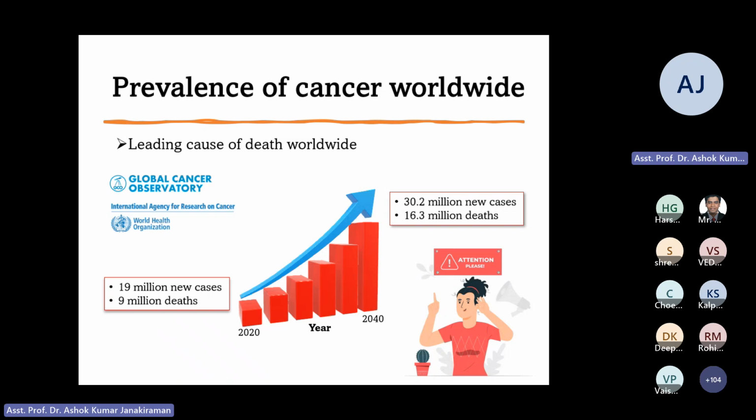But out of 183, it is the third and fourth leading cause of death. If you imagine the bar diagram mentioned here, currently we are in the 2020 range. In this, 9 million new cases, and every year we are facing 9 million deaths from cancer. If you imagine it increasing in the same manner, in 2040 the new cases will be around 30.2 million, and the deaths we may expect 16.3 million per year.